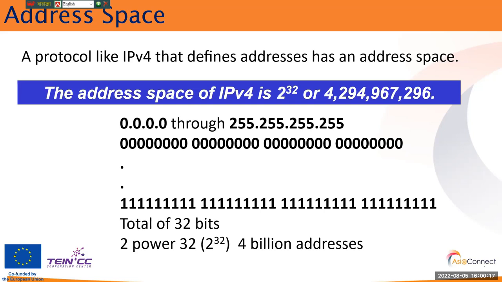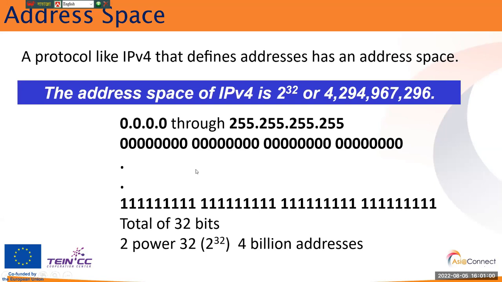IPv4 uses a 32-bit address, which means the address space is 2 to the power 32, or more than 4 billion. So we can connect more than 4 billion devices to the internet using IPv4 addresses. What is the address range? It has 4 octets, from 0.0.0.0 to 255.255.255.255. This is the address range, and we can generate more than 4 billion addresses using these 32 bits.